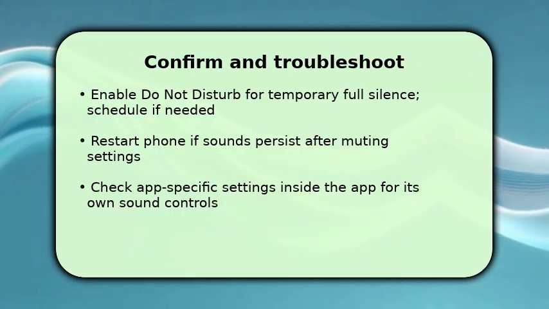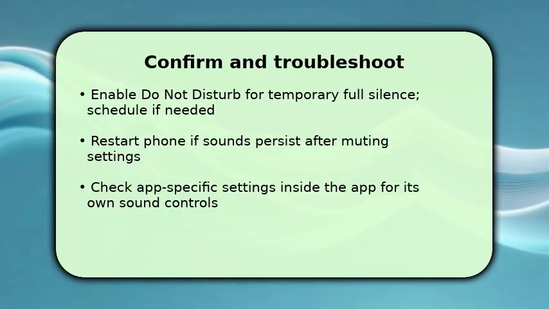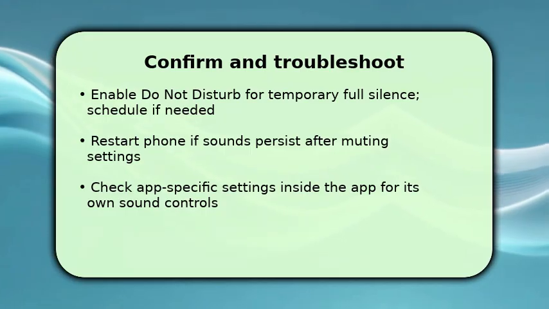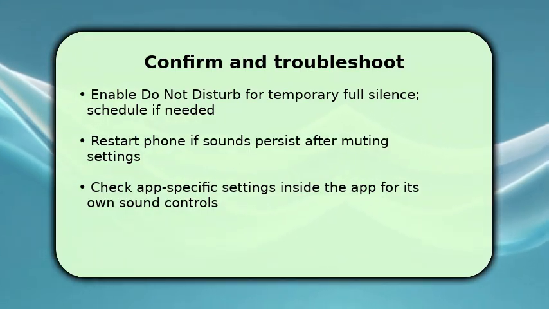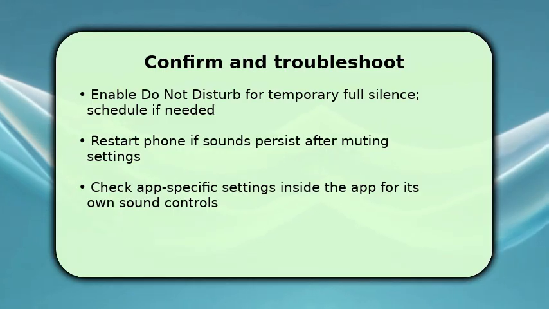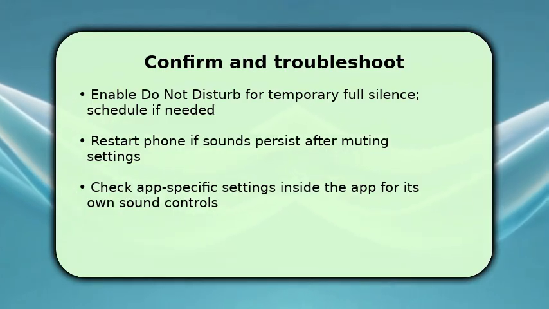If issues persist, open the offending app and disable in-app sound controls, because some apps override system tones. One troubleshooting tip: clear the app cache or reinstall the app if it refuses to honor the muted or silent notification tone.